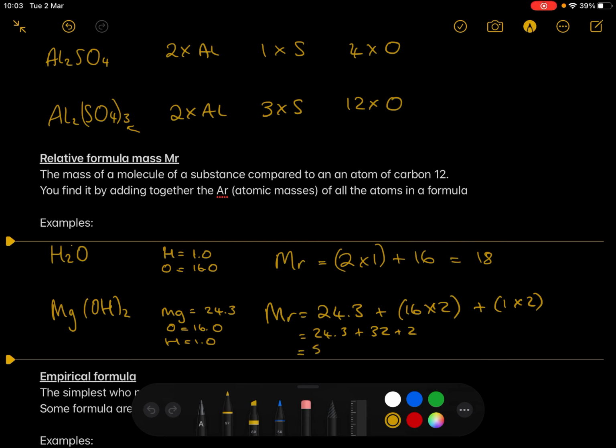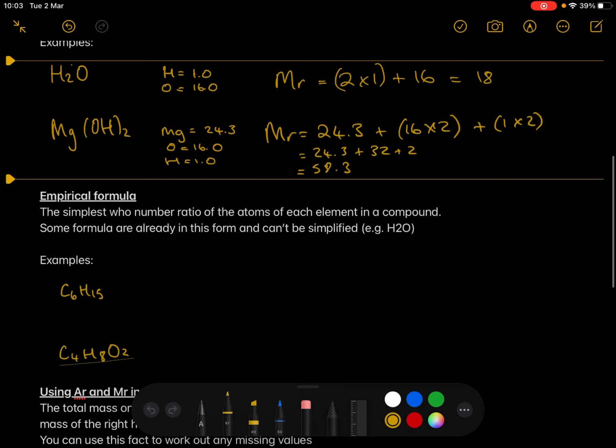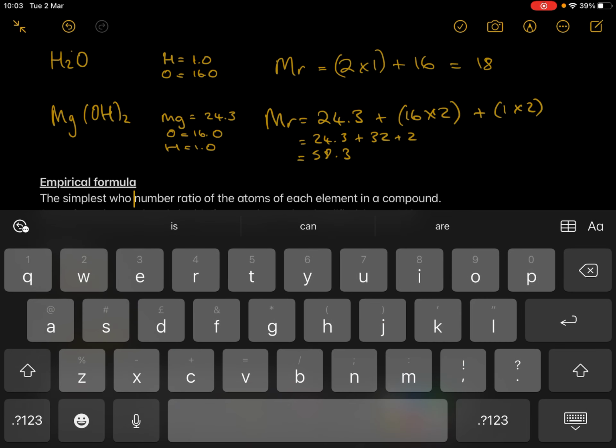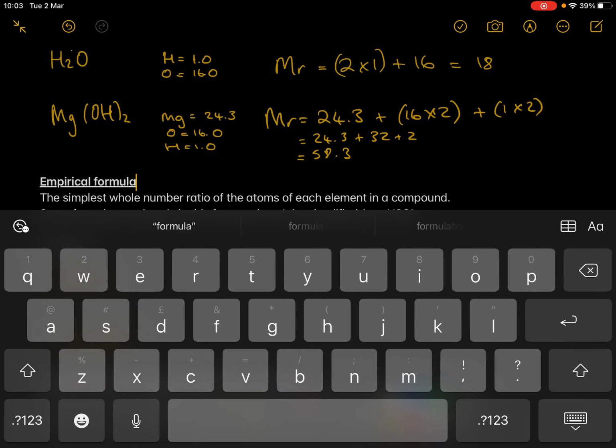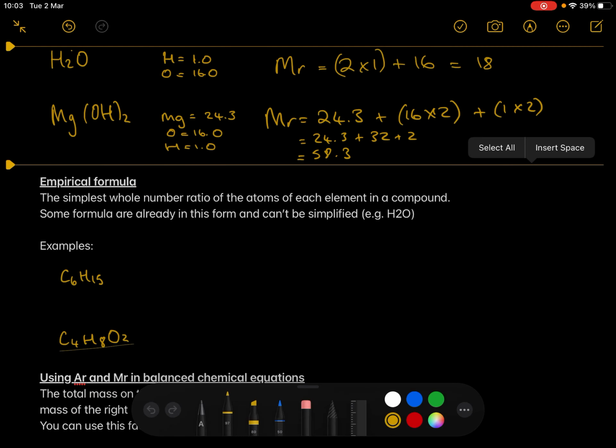58.3. I should trust myself. There you go. Right, now let's go on to empirical formula. I know these all sound very similar. The empirical formula is the simplest whole number ratio of the atoms of each element in a compound.